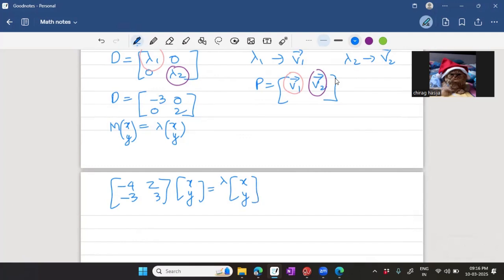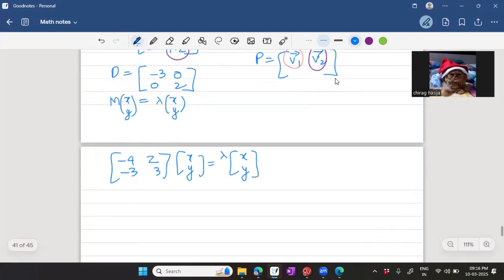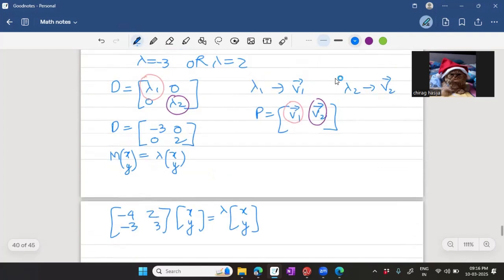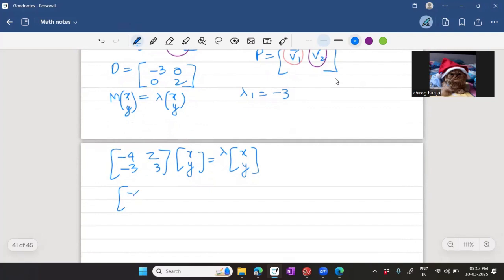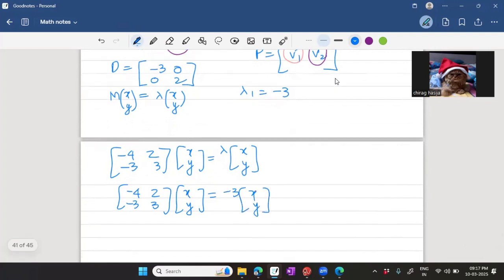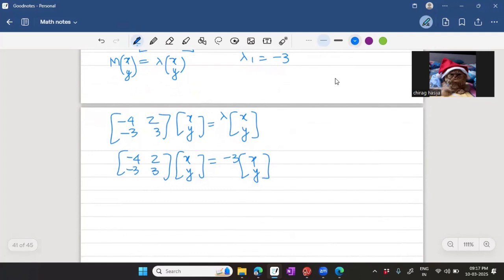So in place of lambda, first we'll put in the lambda 1 value. Now it's up to us what we take as lambda 1. I'm going to take lambda 1 as minus 3. So this will be minus 4, 2, minus 3, 3 times xy equal to minus 3 xy. So we are finding some connection between x and y from this.